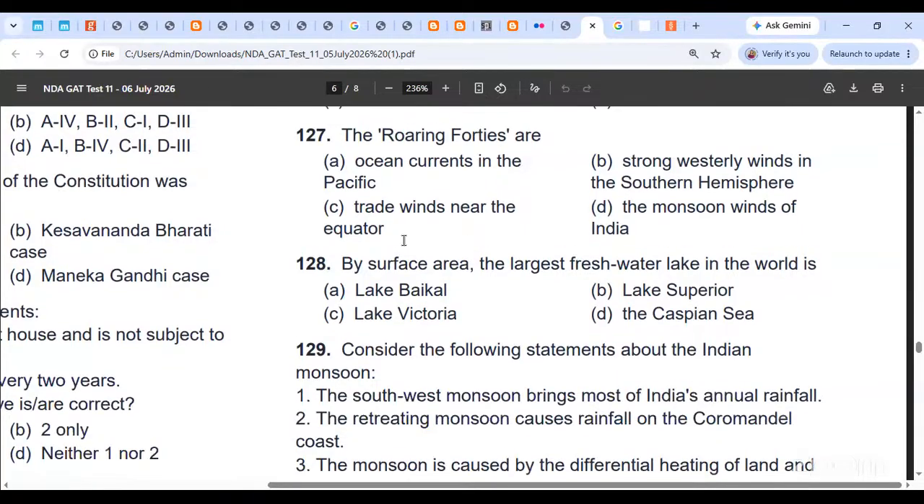Okay. Trade winds near the equator will not be called that. Ocean currents get different names altogether, and the monsoon winds of India are famously called the southwest monsoons. Okay, we do not call them roaring 40s, furious 50s, or something like that.